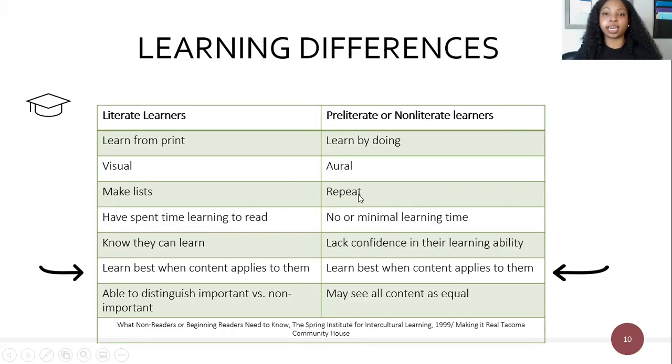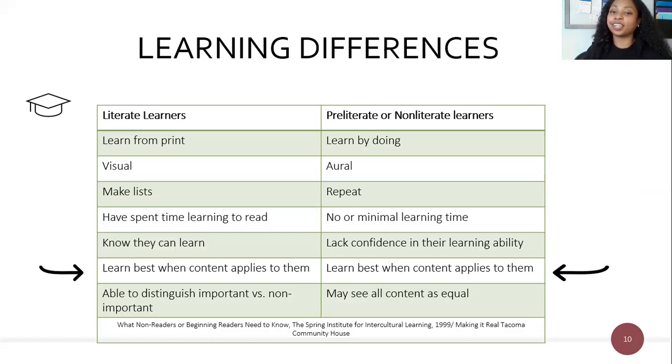Pre-literate or non-literate learners have little or no learning time, and so they lack confidence in their learning ability, whereas literate learners have already spent time learning to read and they know that they are able to learn. So when working with pre-literate or non-literate learners, one of the things that ESL teachers have to keep in mind is building those students' confidence. They need to build their confidence in their ability to learn, and that's going to increase their internal motivation.